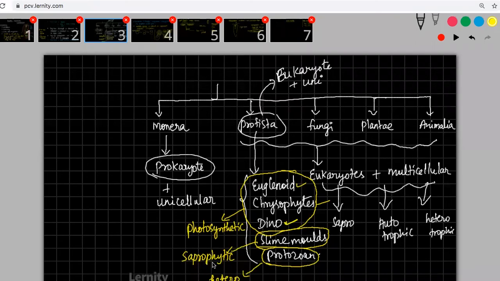Saprophytic, saprotrophic. There is a very vague thing. If you say saprophytic, you mean that they live on dead and decaying plants. When I'm saying saprotrophic, it can be anything.